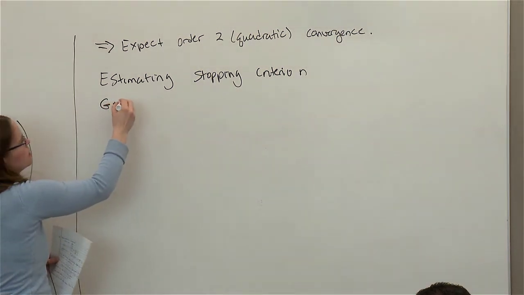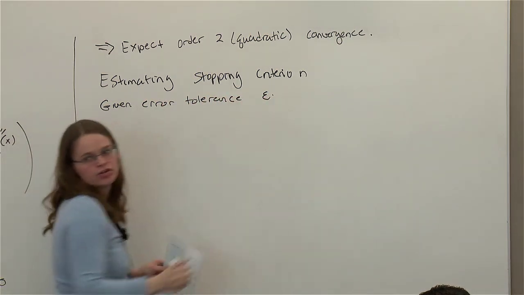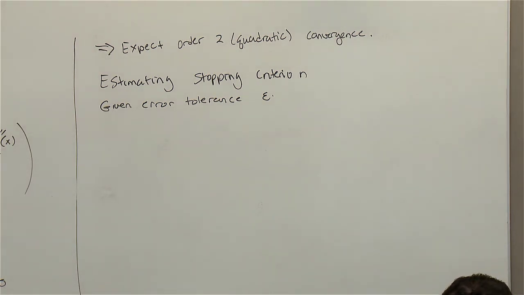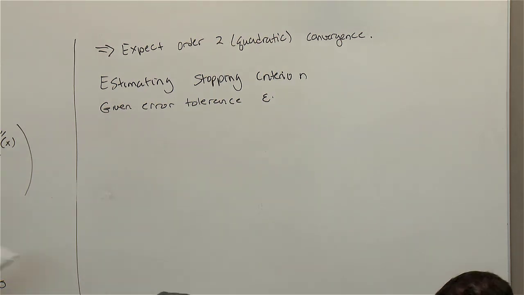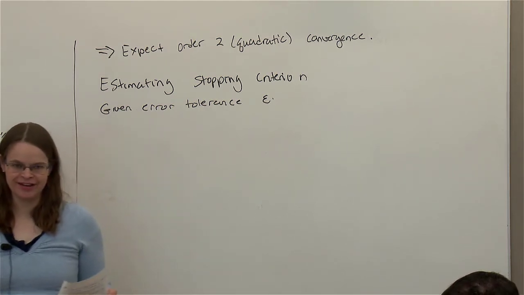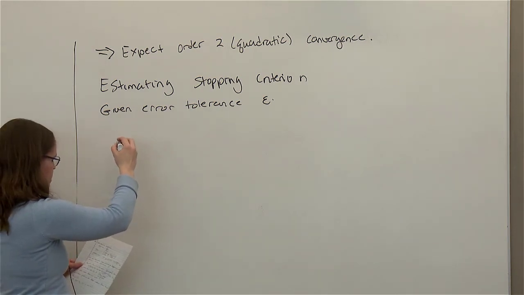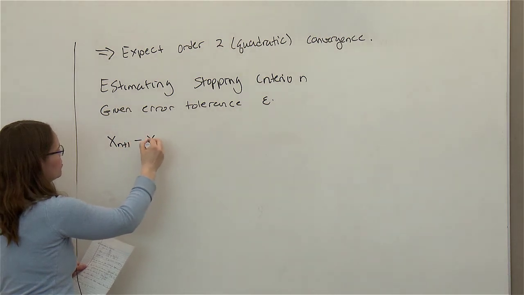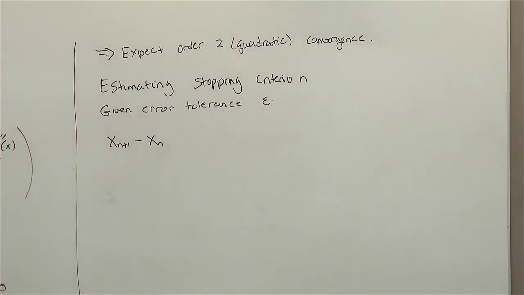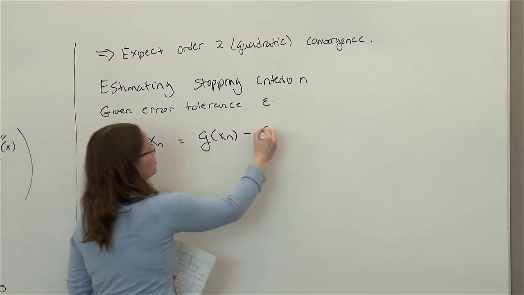Say we're given an error tolerance epsilon. I want my error to be less than epsilon at the end of the day. So I need a way to get a crude estimate of my error, because I never know exactly what it is, right? So you typically start by saying, well, how much did the method change? And we do what we always do, write in the method.